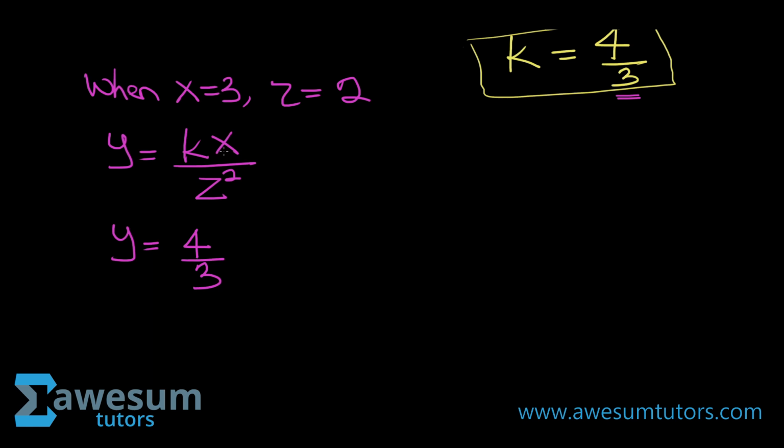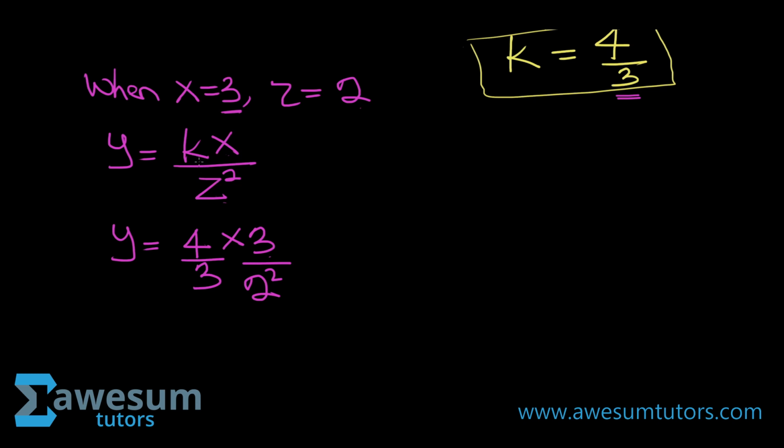Okay. x. What is the x right there? We have x to be 3. Because this is kx, right? kx means k times x. So k is 4 over 3 times x. x is 3, over, what is z? z is 2. That is 2 squared. You see that now? Take note, this is x, this is not times right here. So we have kx over z squared.